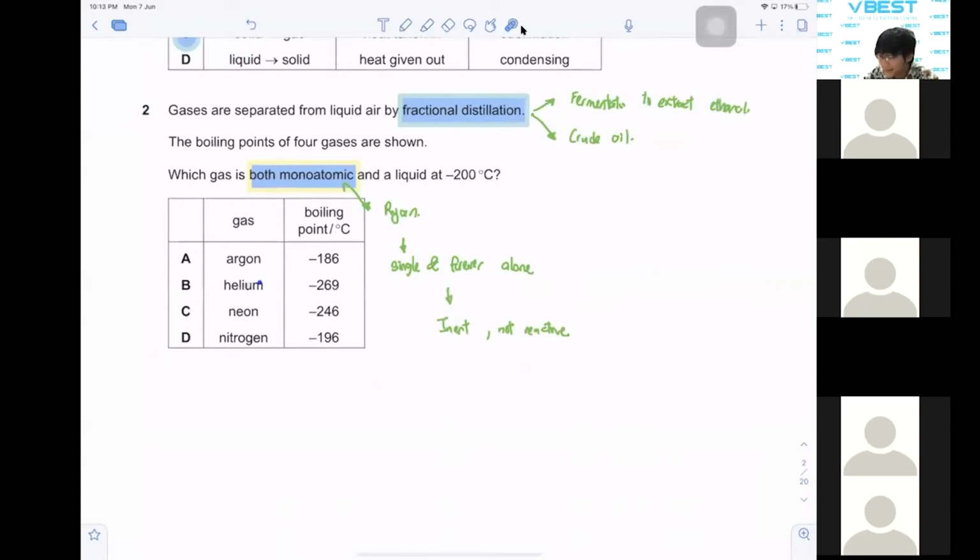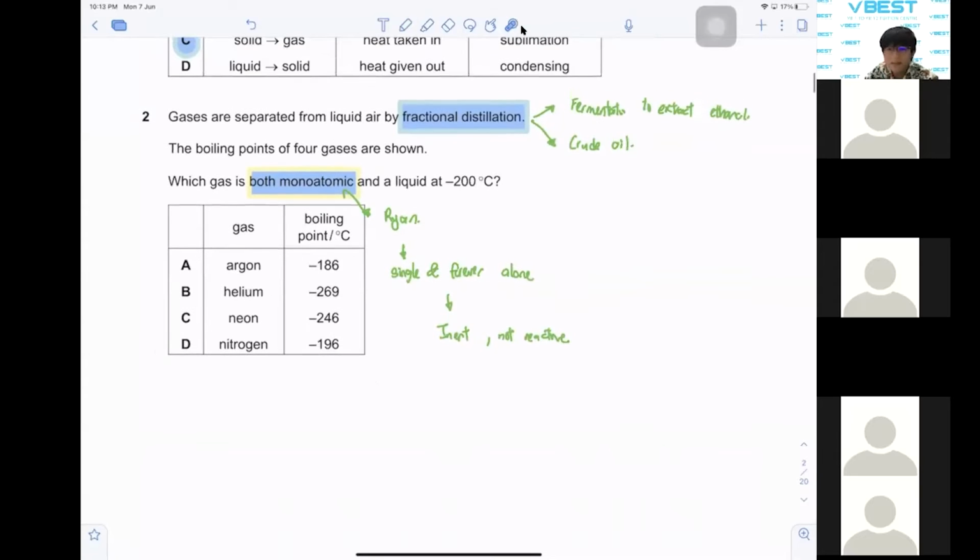So look at this part. Helium is not very inert. Neon can be, but neon is not in the air. You can't find neon in the air. Nitrogen is inert, but it's not monoatomic. Nitrogen is diatomic.